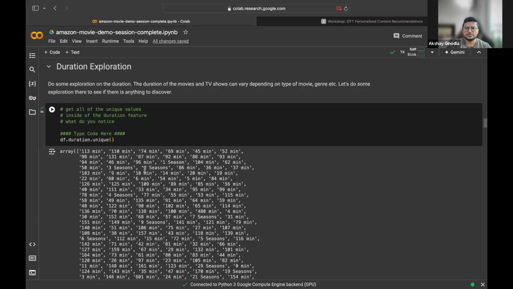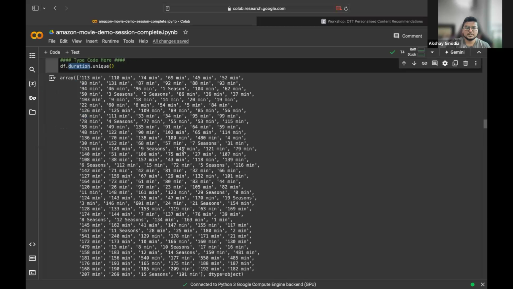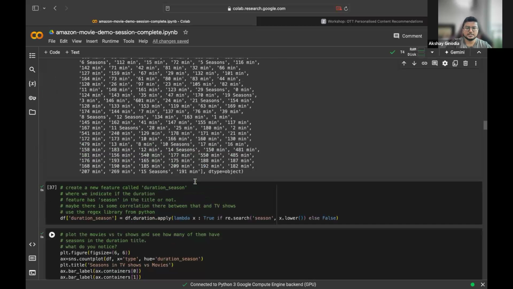Okay. But you can also see there's something called 2 seasons, 5 seasons, and so on, right? So the unique function gives me the unique values, things which are not repeated, for a particular column. Here we are looking at the duration column and all the unique values in it. Because of the values, it does look like min is probably representing movies and these seasons are probably representing TV shows. Okay, so that's what we're going to see and figure out.